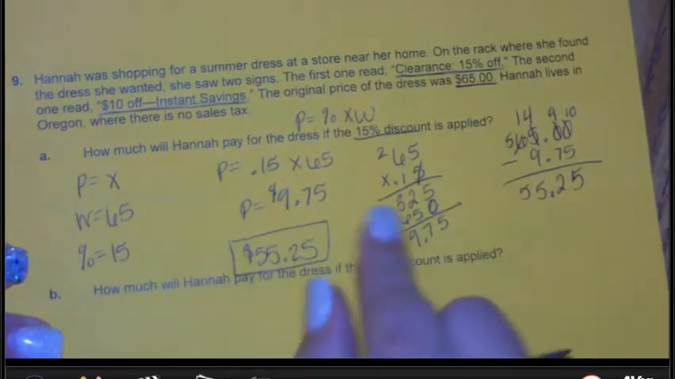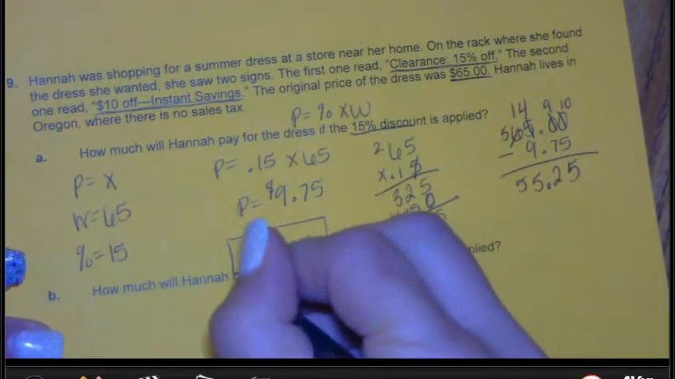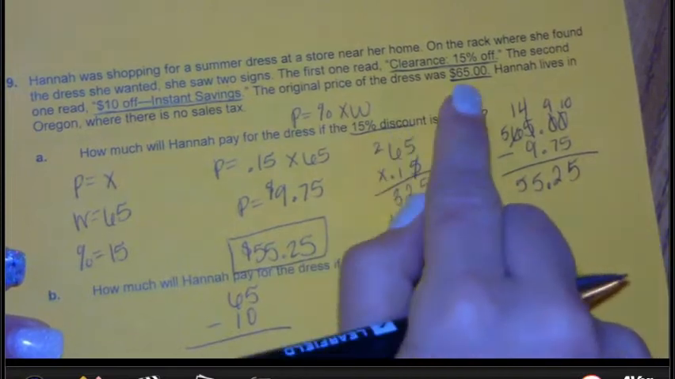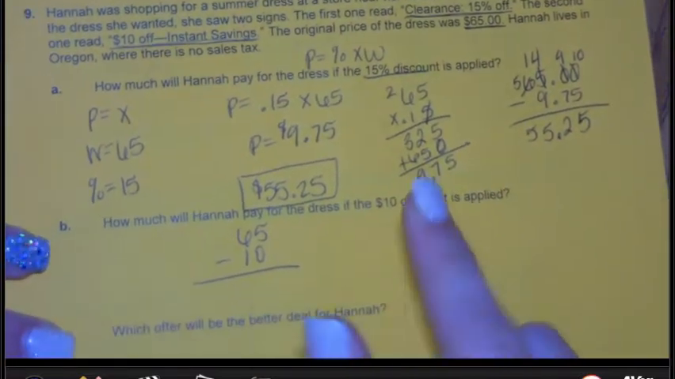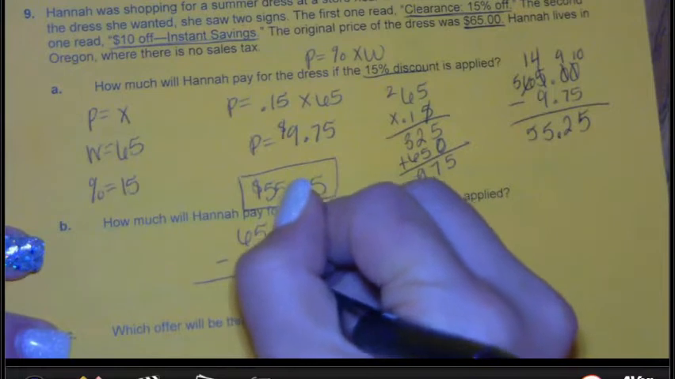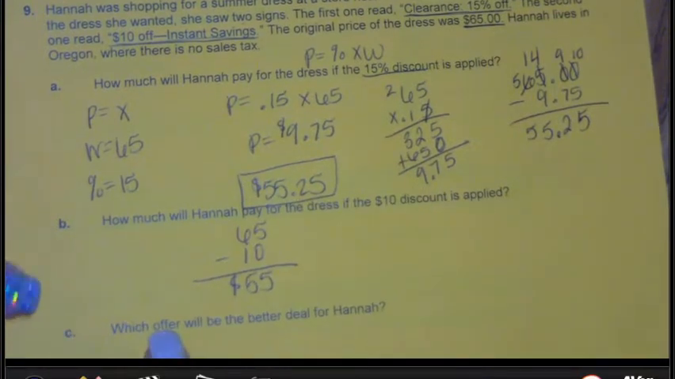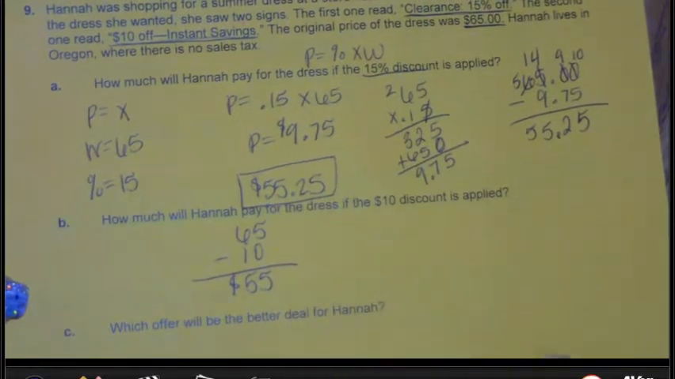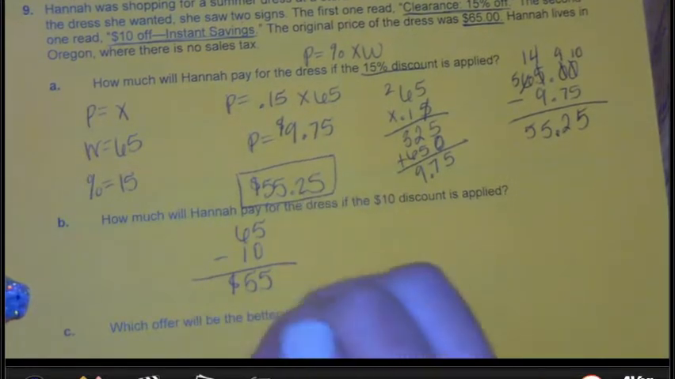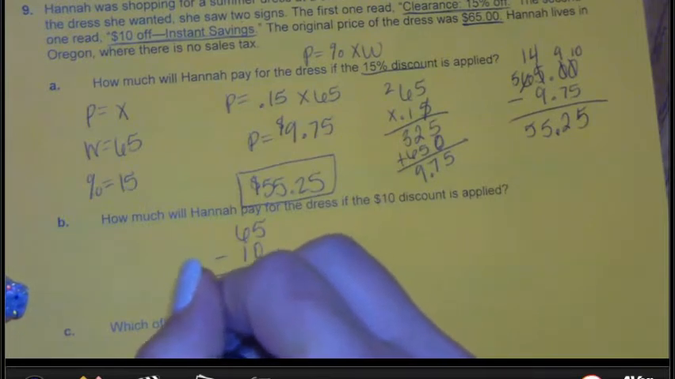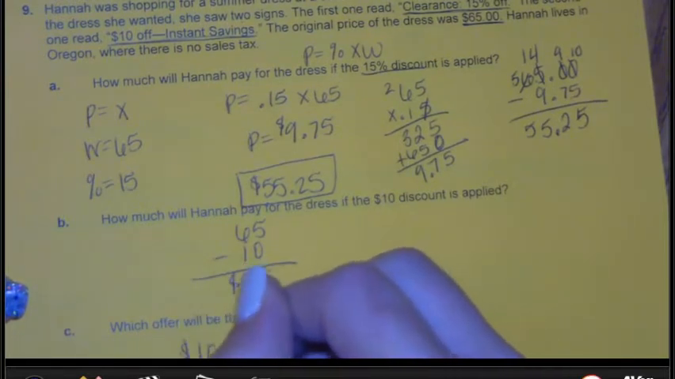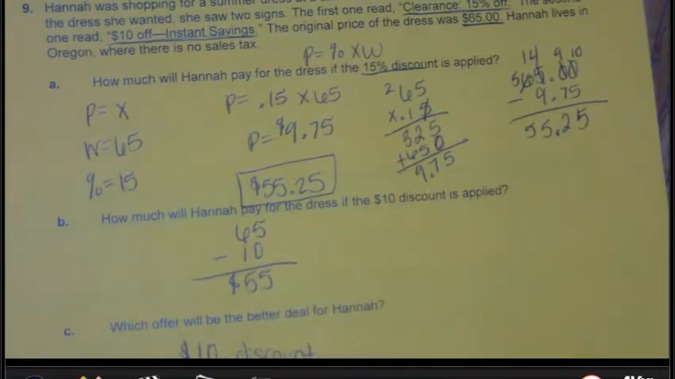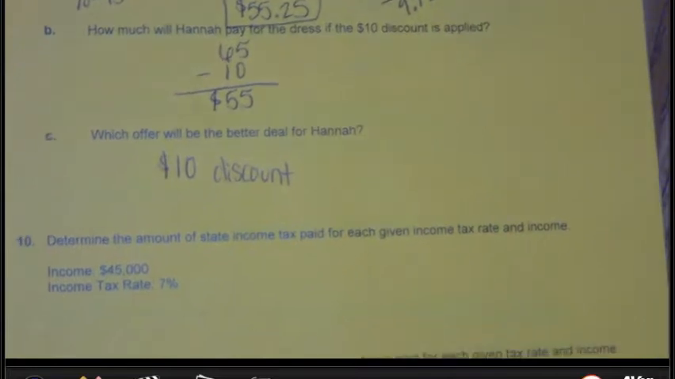So this is with the 15% discount. What if she said, okay, I just want to go with a $10 discount? So all I need to do is take the original price of my dress of $65, take $10 off, and I'm going to see that it's going to be $55. So which offer would be better deal for Hannah to do, the 15% or the $10 discount? And in this case, there's a 25-cent difference, but 25 cents still makes a difference. So $10 discount is cheaper. $10 discount.